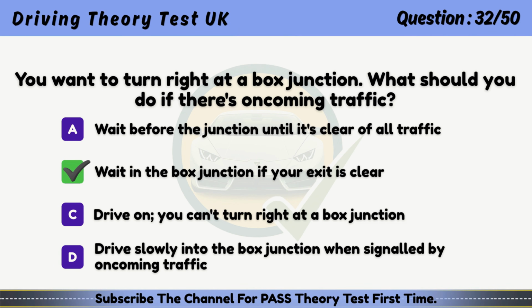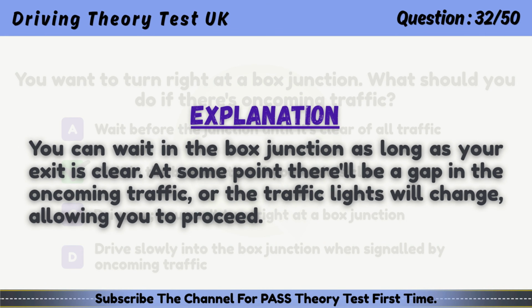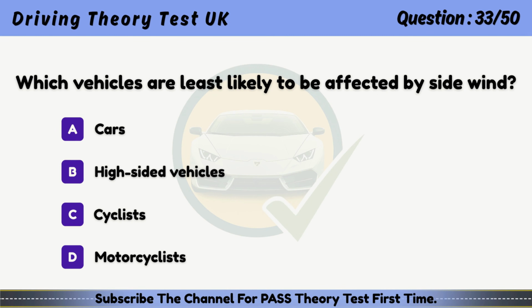Answer is B. Wait in the box junction if your exit is clear. You can wait in the box junction as long as your exit is clear. At some point there'll be a gap in the oncoming traffic, or the traffic lights will change, allowing you to proceed. Question 33. Which vehicles are least likely to be affected by side wind? Option A. Cars. B. High-sided vehicles. C. Cyclists. D. Motorcyclists.